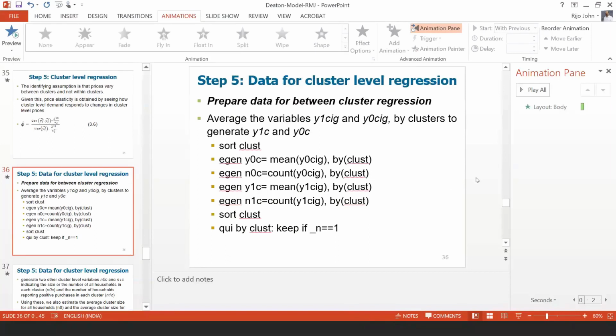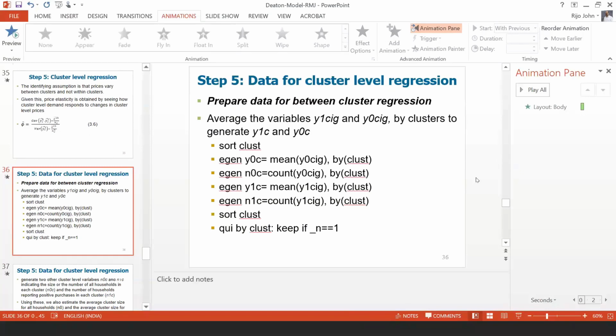So in step 5, this is how we implement this in Stata. Prepare the data for between cluster regression. Basically, we average the variables y1sig and y0sig by cluster to generate y1c and y0c. And then, before averaging, you have to sort the data by cluster so that all households within the cluster come together, and then generate y0c and y1c. So y0c is basically the mean of y0sig by cluster. So that is a Stata command: egen y0c is the mean of y0sig by cluster.